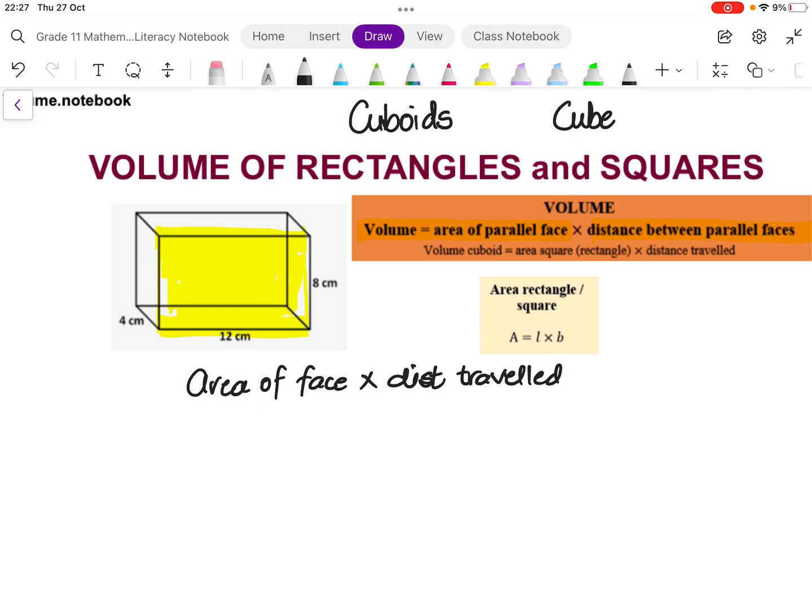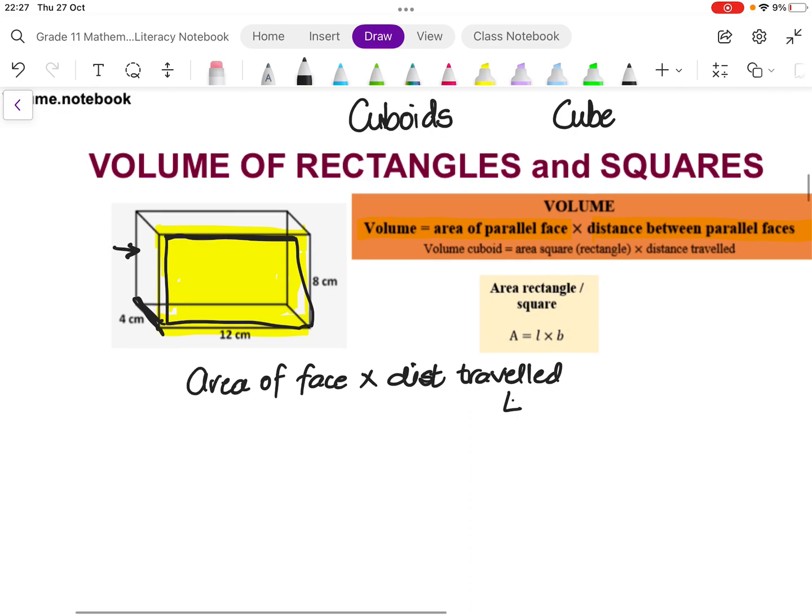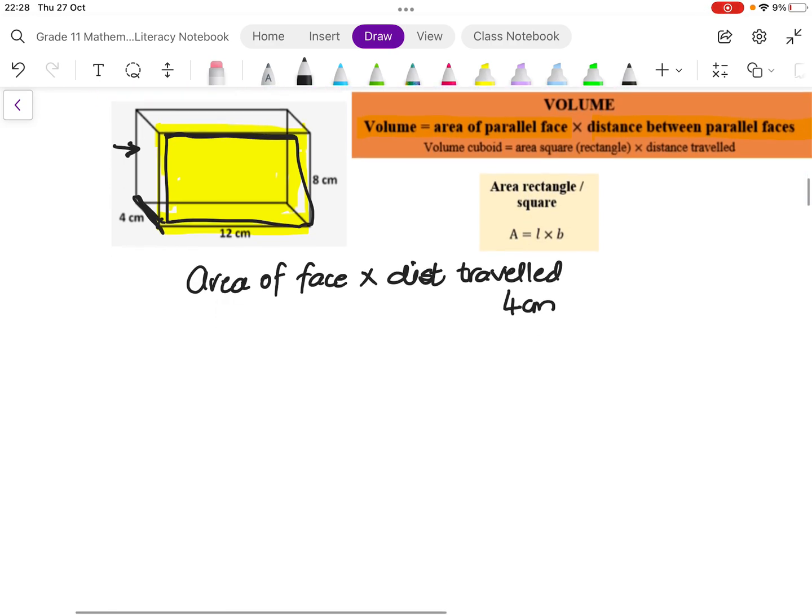Right, what I mean by the distance traveled is how far this rectangle has got to travel to meet its identical shape at the back. So this one would travel 4 centimeters. So my distance traveled is going to be 4 centimeters. Right, the area of the face, I'm dealing with a rectangle, which is going to be length times breadth. And remember, your length is always the longest side. So it will be 12 centimeters multiplied by 8 centimeters. This is the breadth here.